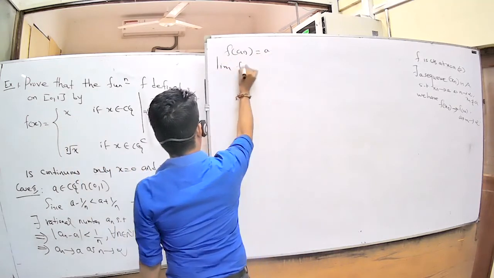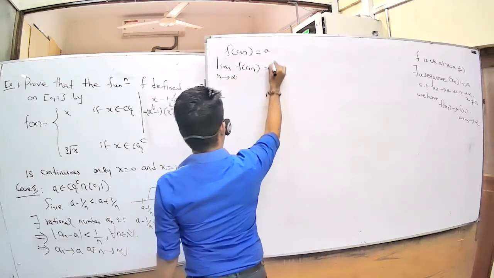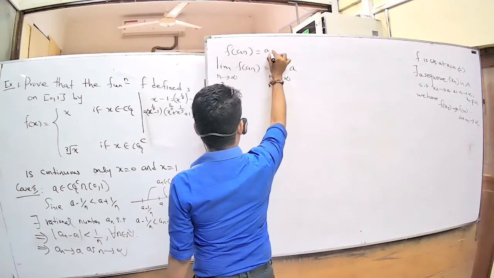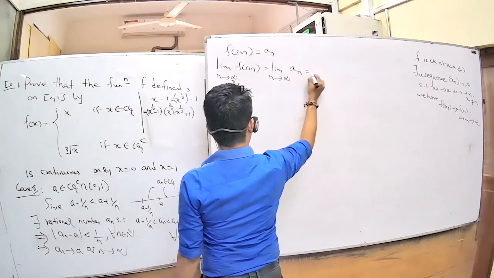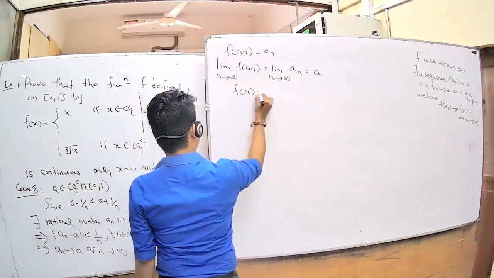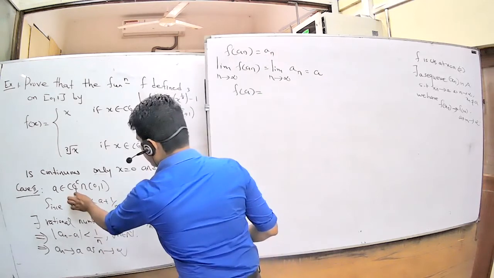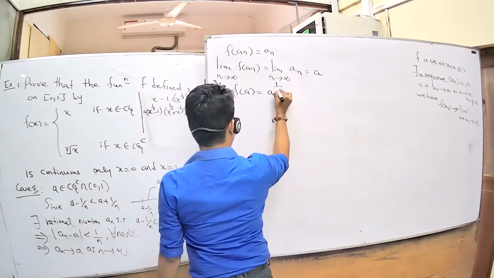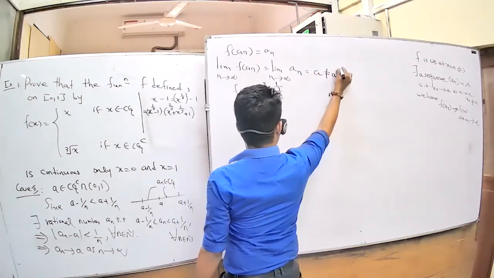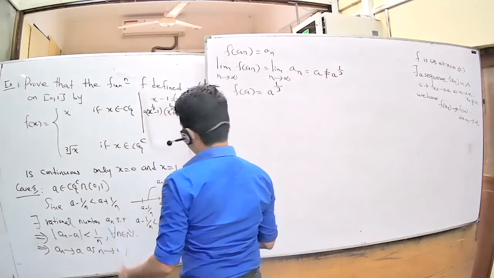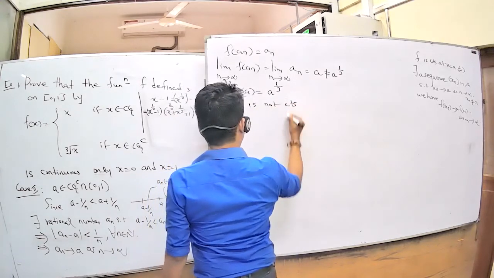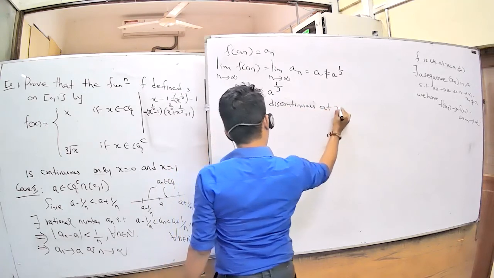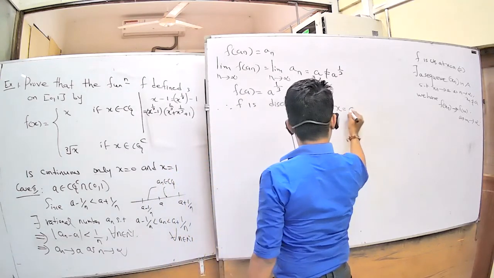Now you take the limit of f of a_n as n tends to infinity. Since f of a_n equals a_n, and a_n tends to a, the limit should be a. What about your f of a? Here a is an irrational number, so f of a equals the square root of a, that is a to the power 1/3. It is not equal to the limit a. If both were equal it would be continuous, but they are not equal. Therefore f is discontinuous at x equal to a.